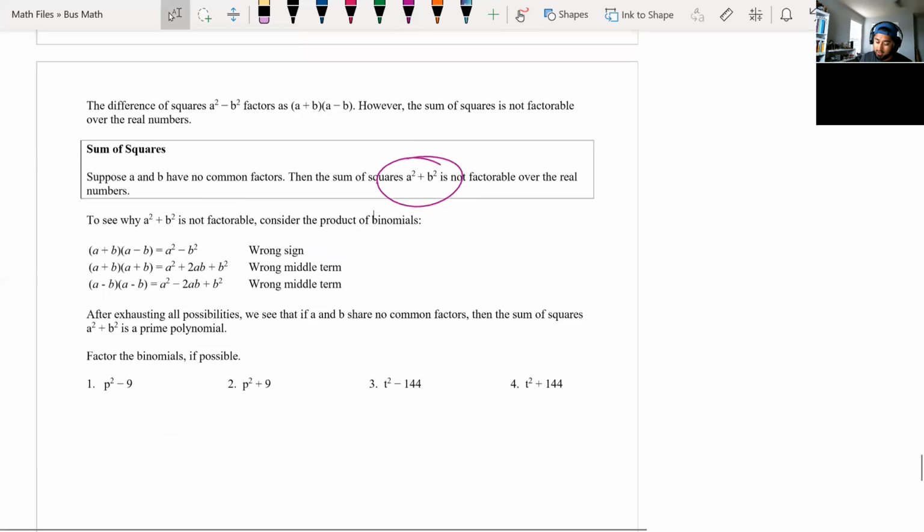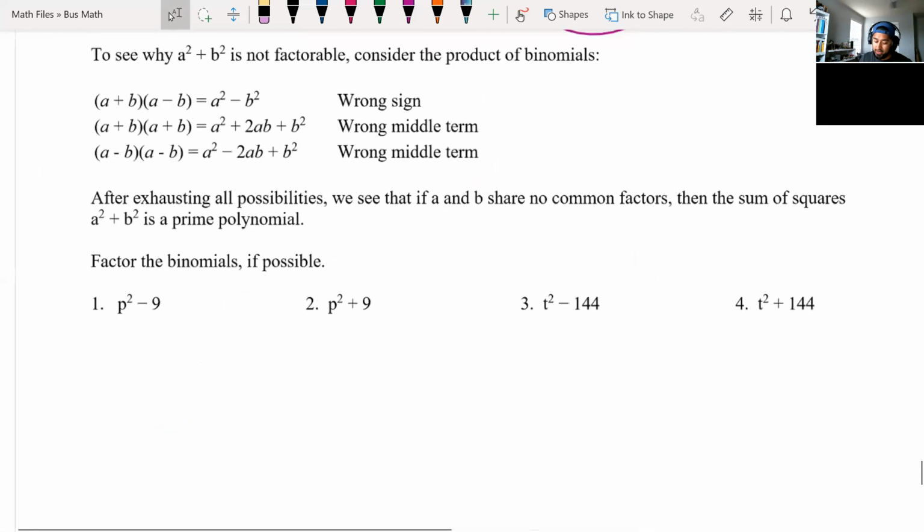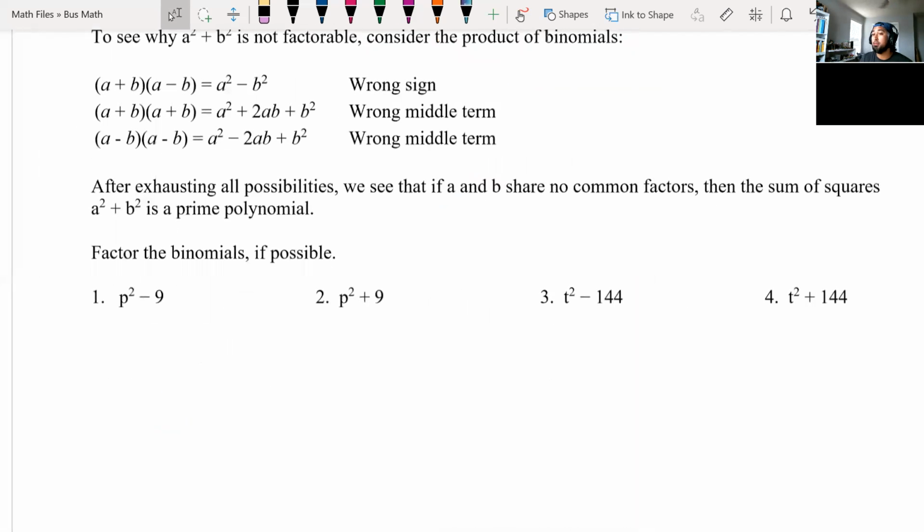So let's go ahead and try these last 4 out. Number 1, p squared minus 9. Is that a difference or a sum? Difference, which means we can factor it. So what would p squared minus 9 factor to? P minus 3, P plus 3. There you go. However you want to write it.